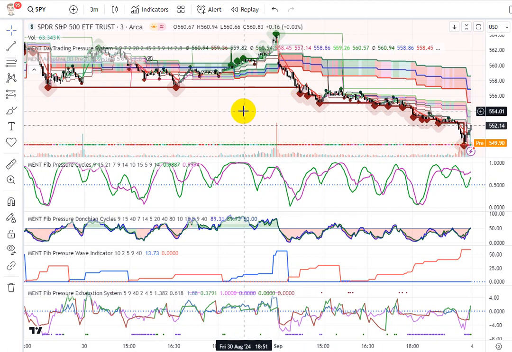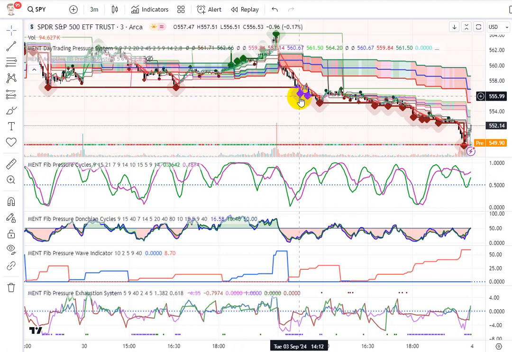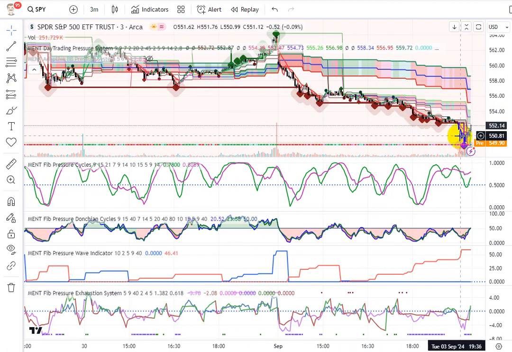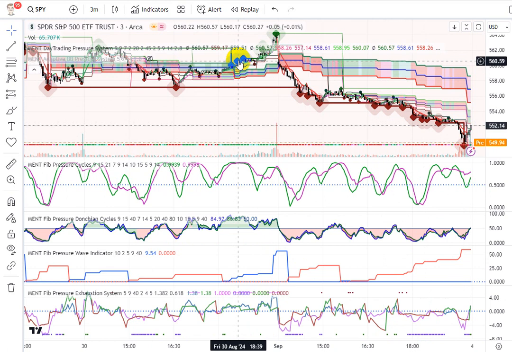You can see as we're moving into a downtrend, like we saw yesterday, we're going to see a very solid series of new lows being made all the way down. When we're in an uptrend, you'll see a series of new highs being made.